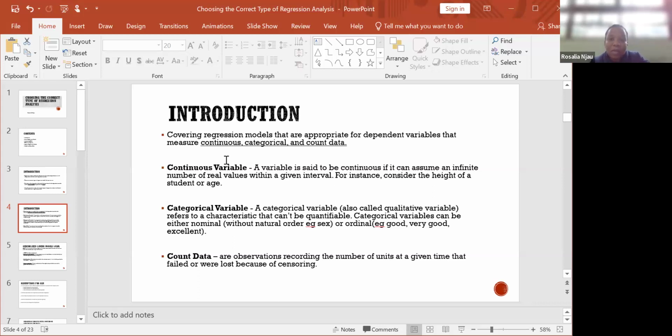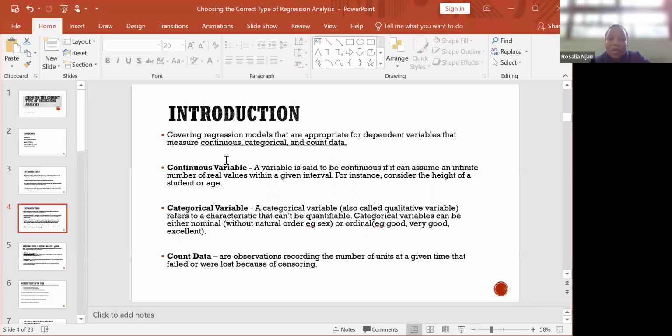So continuous variables are variables that assume an infinite number of real values within a given interval. For instance, consider the height of a person or a student, or the age.